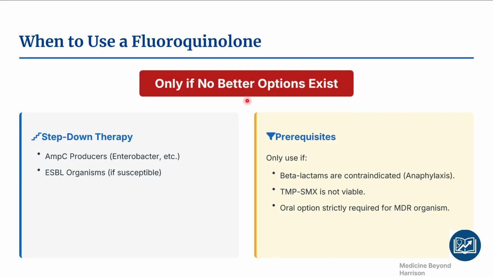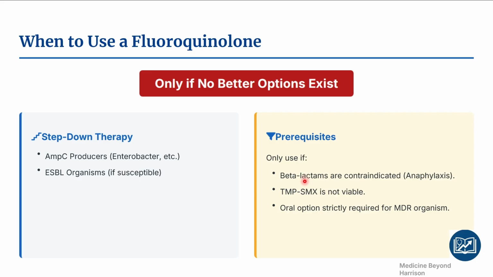When to use a fluoroquinolone? That is the most important thing that you need to understand. Only if no better option exists. In case of step-down therapy for AmpC-producing organisms like Enterobacter cloacae, Providencia, Proteus, Serratia, and ESBL organisms, if they are susceptible, you can go for a fluoroquinolone drug.